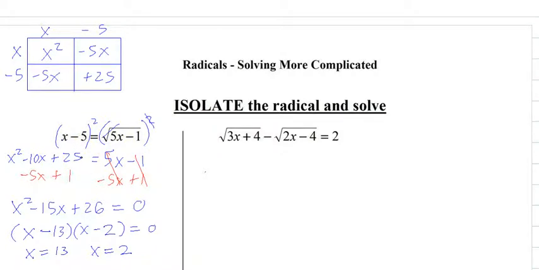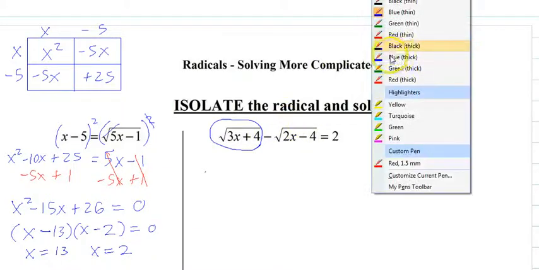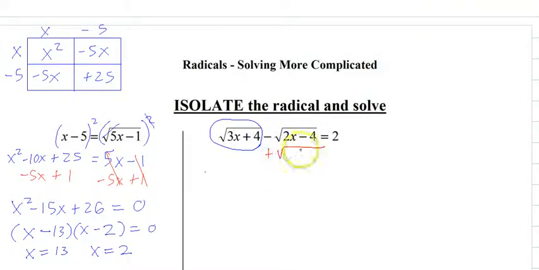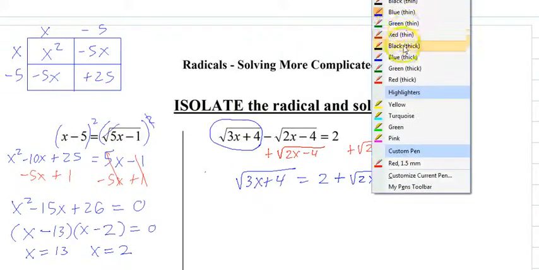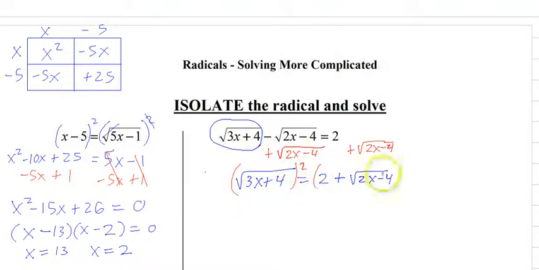All right, now for this massive one. So what we have to do first is choose one we want to isolate. And I'm picking the positive one because I like to isolate positives, which means this one has to go. So we're going to subtract it to the other side, or in this case, add it to the other side. Now these aren't complicated, but they are very long. Okay, so now it's isolated. That's the whole key. You have to isolate first. Now we can square both sides.